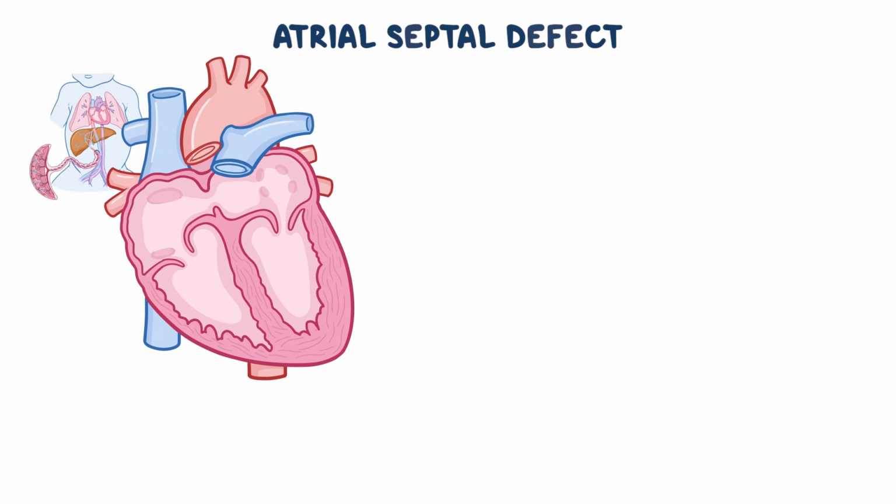Alright, as a quick recap. An atrial septal defect is a congenital heart defect where the septum between the right and left atrium doesn't close up all the way and remains open after birth.